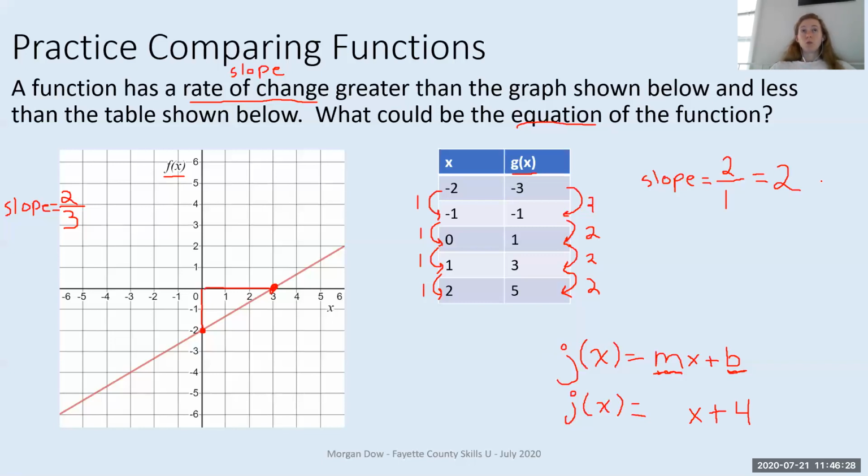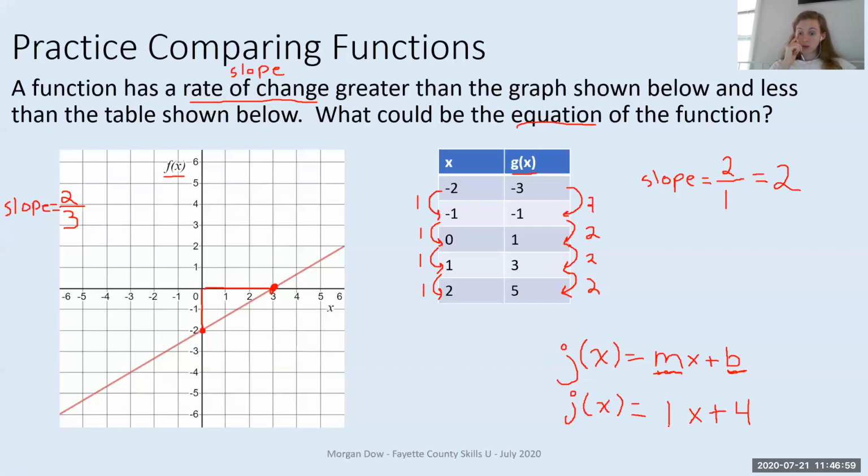We could pick 3/4. 3/4 is a fraction that's greater than 2/3 but less than 2. We could pick 1.5. We could pick 1.9. There's infinitely many numbers in between 2/3 and 2. But again, let's keep it simple. So I'm going to go with 1 here. So let's just say that our function that we're creating has a slope of 1.